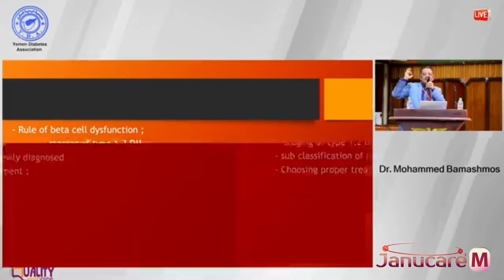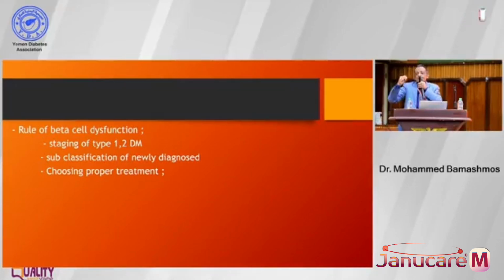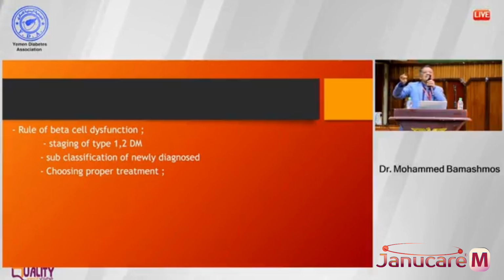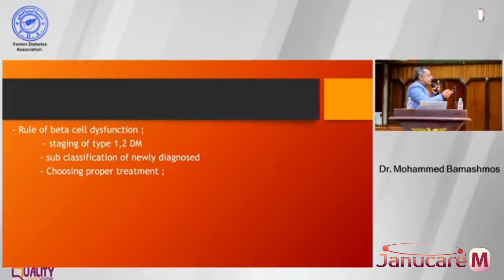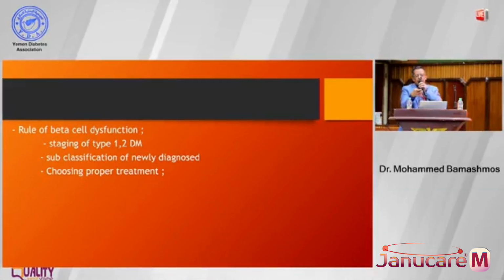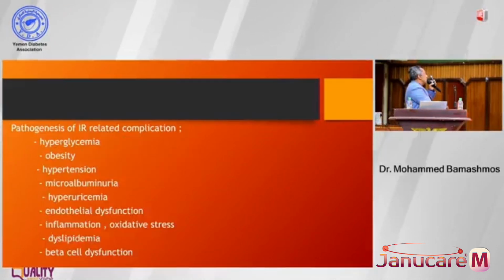A drug that decreases hyperglycemia because of glucotoxicity, a drug that decreases the free fatty acids because of lipotoxicity. You have to use a drug that improves insulin sensitivity. You have to use a drug that decreases inflammation and oxidative stress. You have to use a drug that decreases apoptosis and enhances beta cell proliferation.